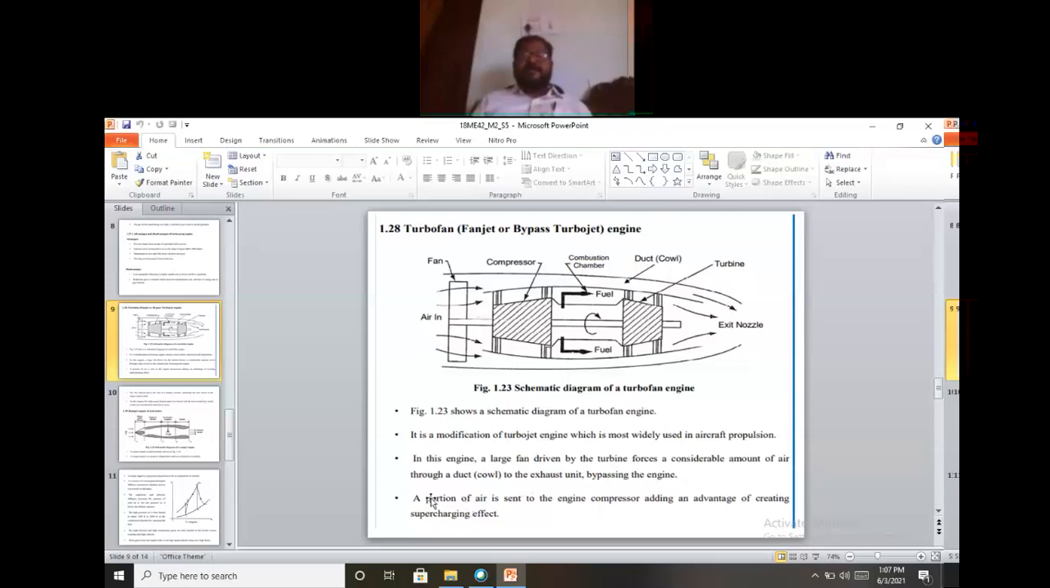A portion of air is sent to the engine compressor, adding the advantage of creating a supercharging effect. It acts as supercharging, like in normal automobile engines. Supercharging means extra fuel is supplied to the engine cylinder, hence complete burning of the fuel takes place. The same supercharging action takes place in this aircraft also.